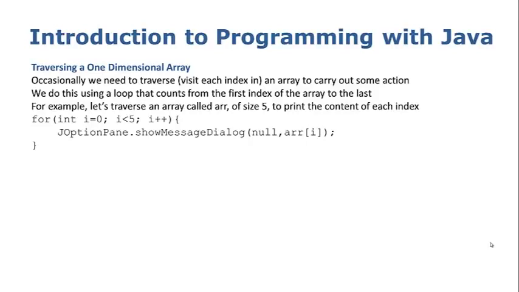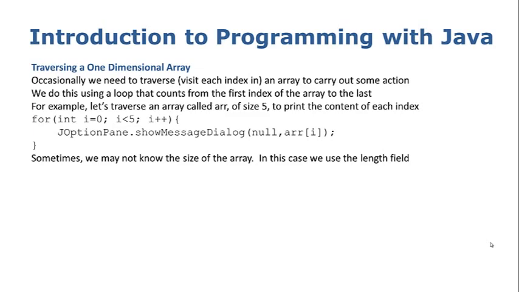JOptionPane.showMessageDialog(null, R[i]). And what R[i] does is it accesses index i in the array R. If we had just put i in the brackets there and left out the R part, it would just print 0, 1, 2, 3, 4, 5. So watch out for that. We have to reference the array itself.